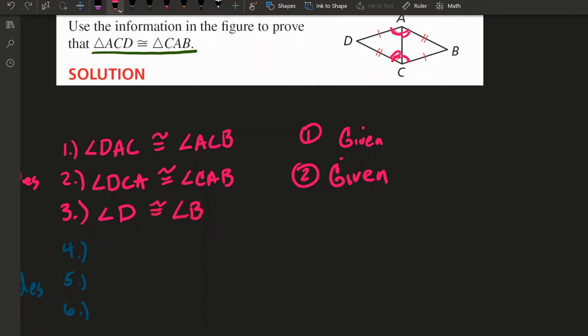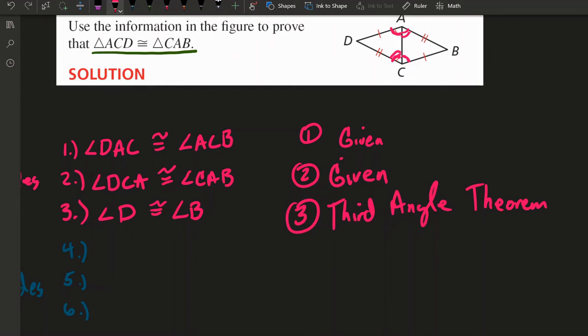Now that one doesn't have a picture, but I can say that those are congruent because of the third angle theorem. Remember, the third angle theorem says that if two angles in a triangle are congruent, then the third one must also be congruent.